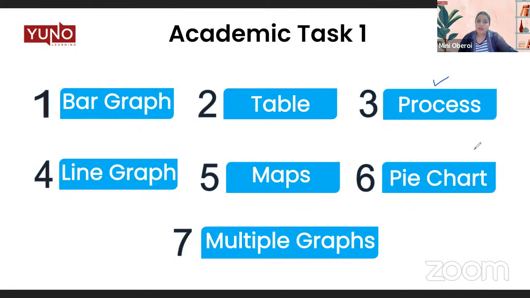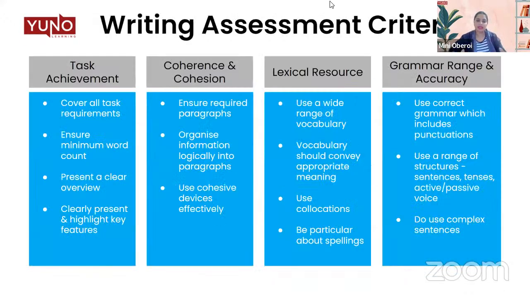The different types of visual inputs that we may get in IELTS can be a bar graph, table, a diagram that depicts a process, line graph, maps, pie chart, or multiple graphs, which we always call a combination chart, right? So in this session, let's understand how we can score well and get our desired band score. As I mentioned, today we are going to work on a process, so let's understand the criteria on the basis of a process. When a process is given to you as a visual input, how will you be given a band score?